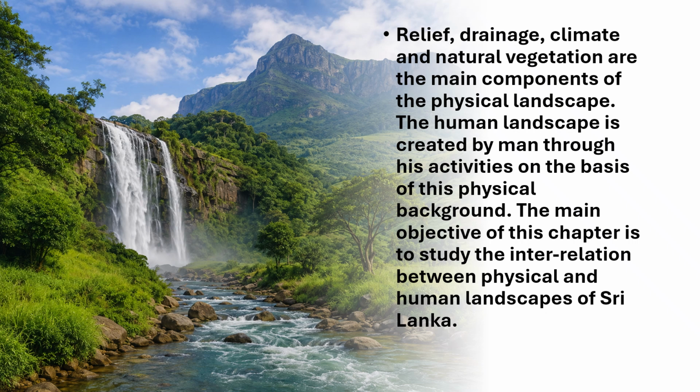Relief, drainage, climate, and natural vegetation are the main components of the physical landscape. The human landscape is created by man through his activities on the basis of this physical background. The main objective of this chapter is to study the interrelation between physical and human landscapes of Sri Lanka.